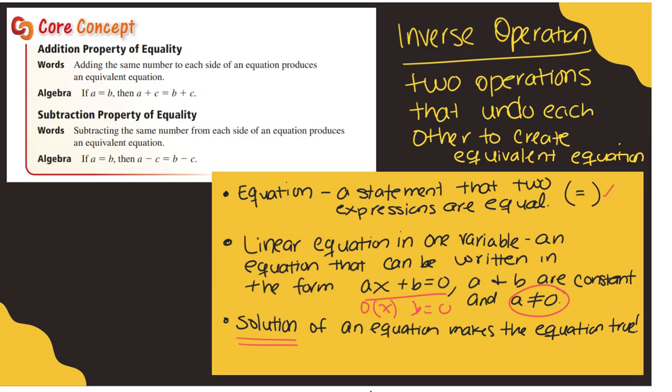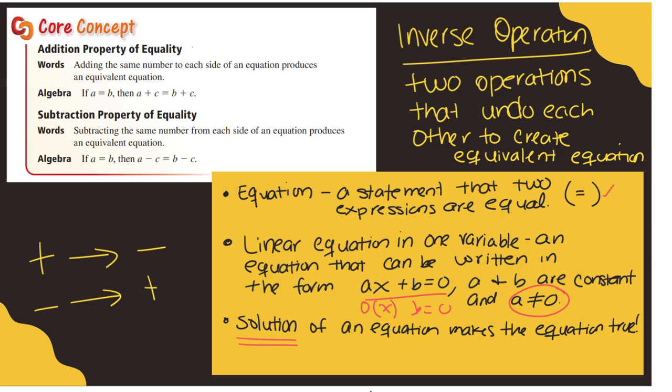Now we're going to be working with inverse operations. Okay, that means two operations that undo each other to create an equivalent equation. So for example, if you have addition, the inverse will be subtraction. That will undo it to create an equivalent equation. So the inverse of subtraction also will be addition.